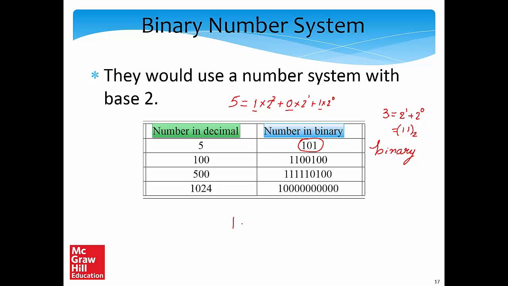Let me give one more example. Let's say number 19. How would you represent that? It's very simple. It's 1 times 2 to the power 4, which is 16, plus 0 times 2 to the power 3, plus 0 times 2 square, plus 1 times 2 to the power 1, plus 1 times 2 to the power 0. So this would be equal to 10011 in base 2. So 10011 is the way that we would represent the number 19 in the base 2 system or the binary system.